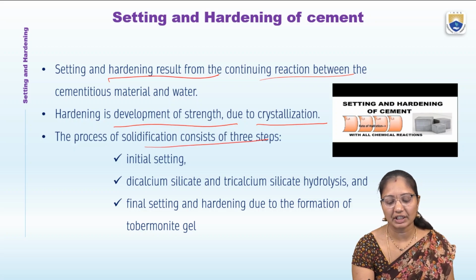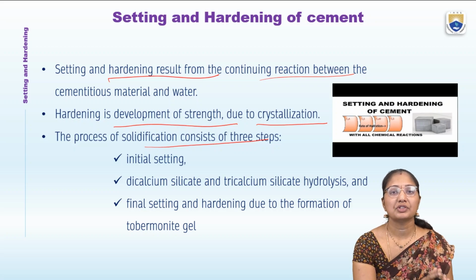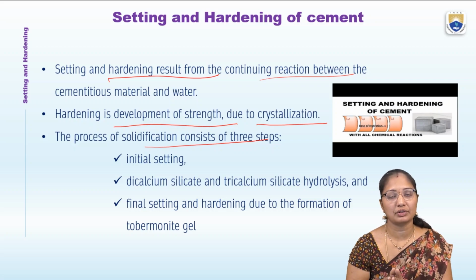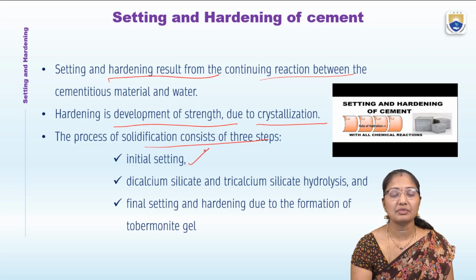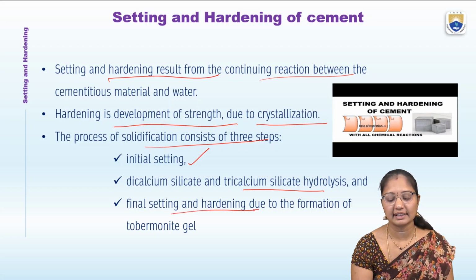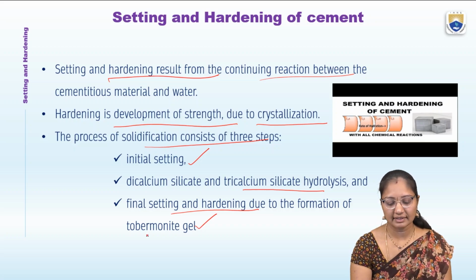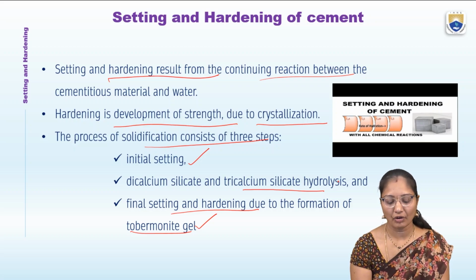The process of solidification generally consists of 3 steps. From the gel or liquid paste to solid formation, it involves 3 steps. One is initial setting. The next is dicalcium silicate and tricalcium silicate hydrolysis, and the final setting and hardening due to the formation of tobermorite gel. Dicalcium silicate and tricalcium silicate hydrolysis takes place in the second step, followed by tobermorite gel. So the final setting and hardening is due to this gel formation.